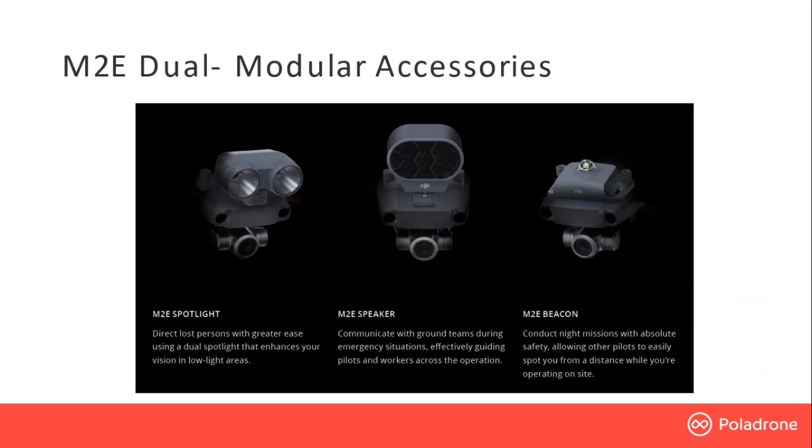And the beacon helps increase the visibility of your drone when you fly at night. The beacon acts like an aeroplane's light; it keeps blinking at night. So when you operate at night with the beacon function, you can see where your drone is flying and what direction it's flying in. So these are the 3 modular accessories we equip with the Mavic 2 Dual.